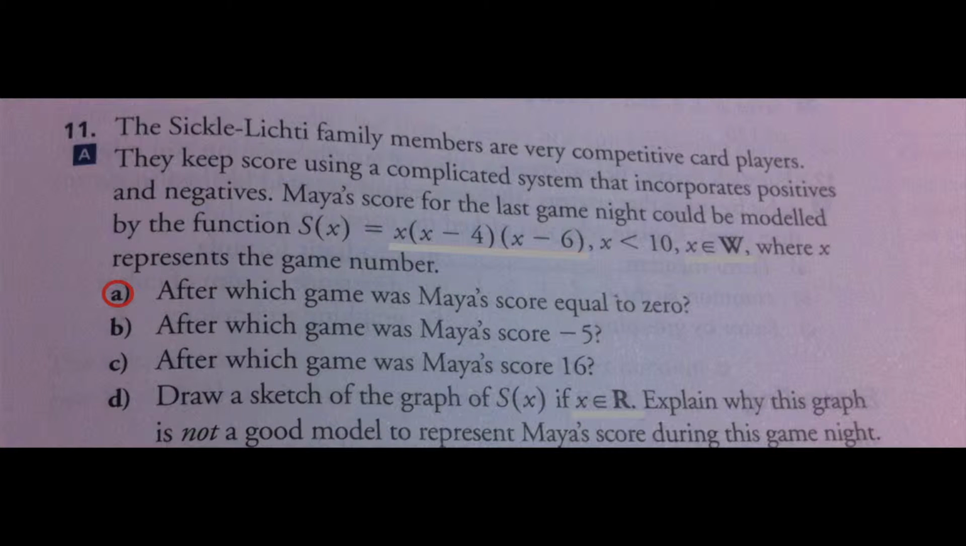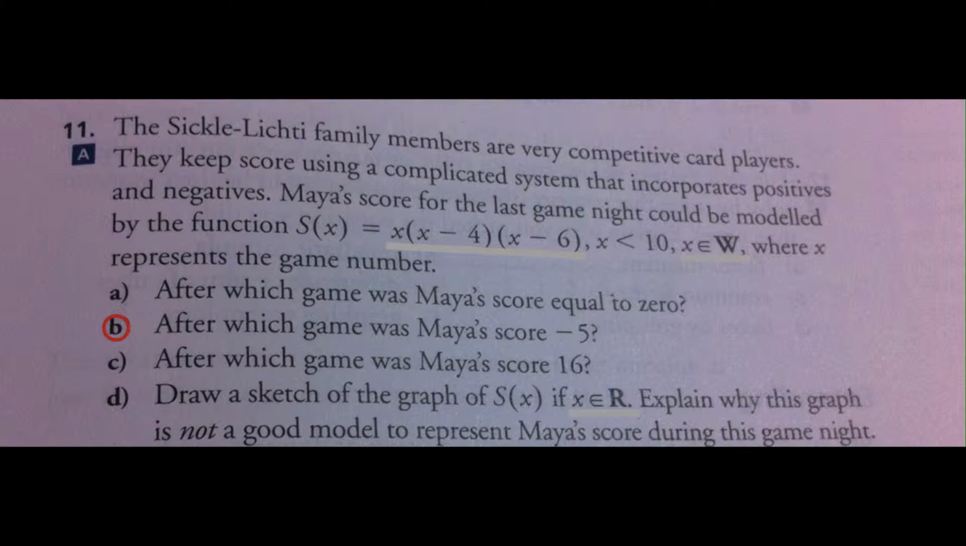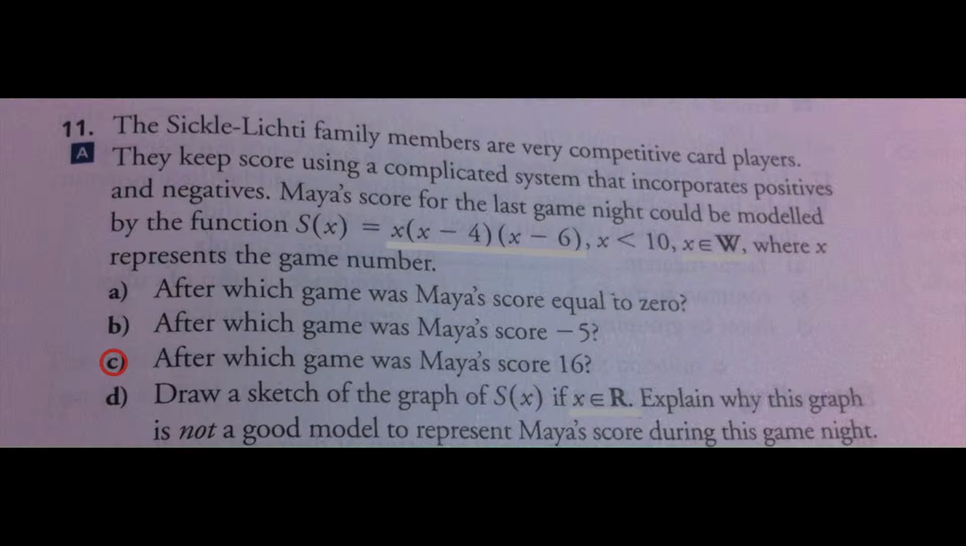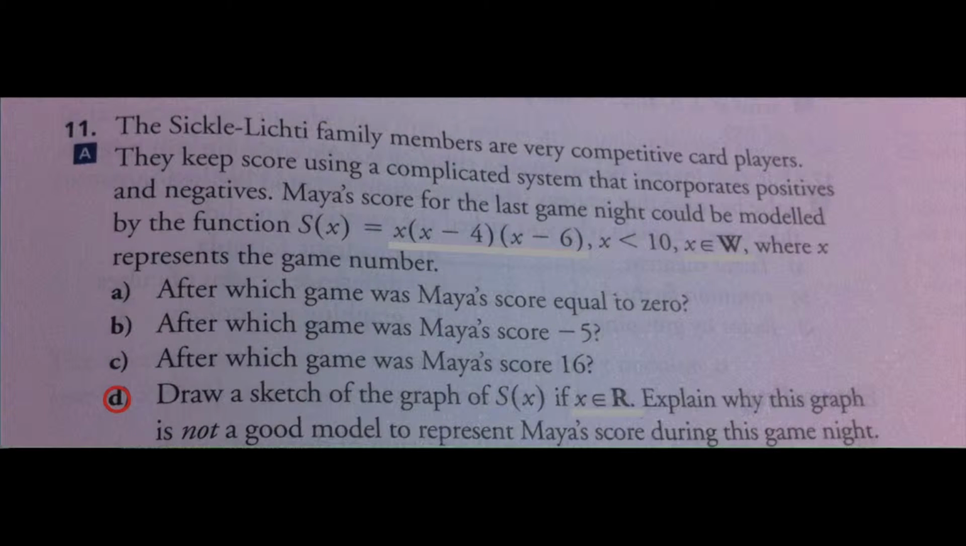Part A asks, after which game was my score equal to 0? Part B asks, after which game was my score negative 5? Part C asks, after which game was my score 16? And Part D asks us to draw a sketch of the graph s(x) if x belongs to the set of reals, and to explain why this graph is not a good model to represent my score during this game night.